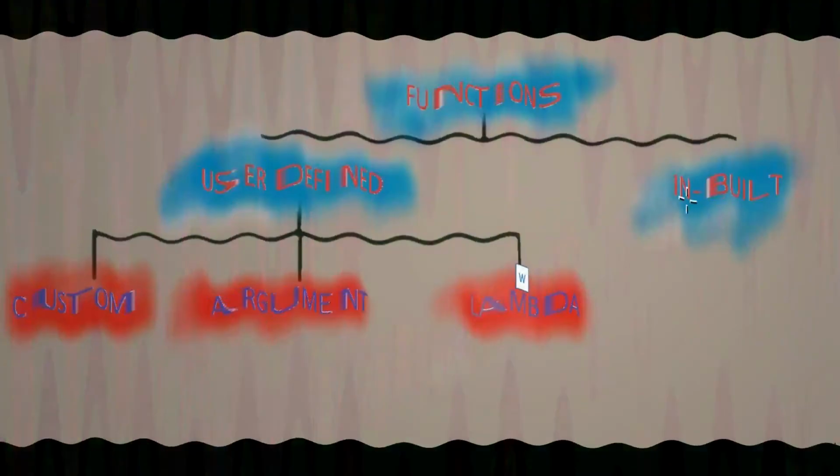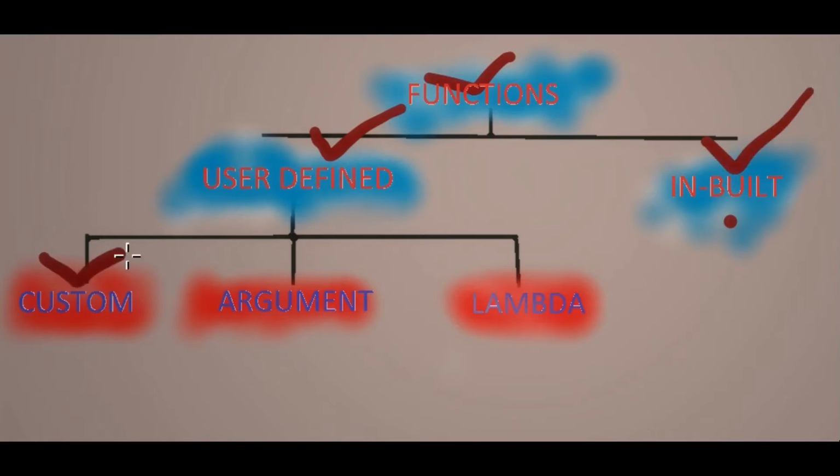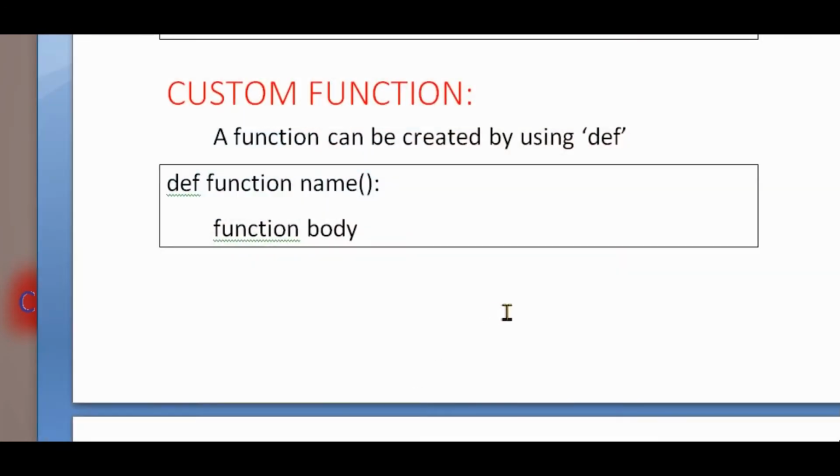Hello friends, today we'll discuss functions. Functions are of two types: user-defined functions and inbuilt functions. In user-defined functions there are three types: custom function, argument function and lambda function. Today we'll discuss custom, argument and lambda functions. And now we'll see the custom function.